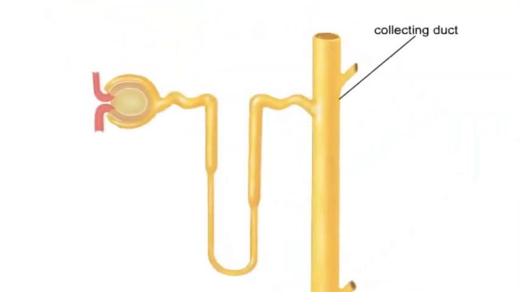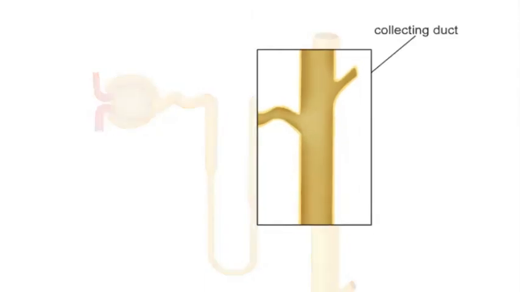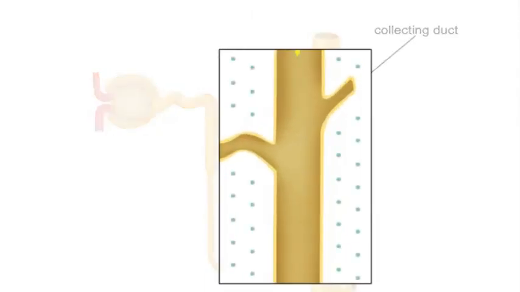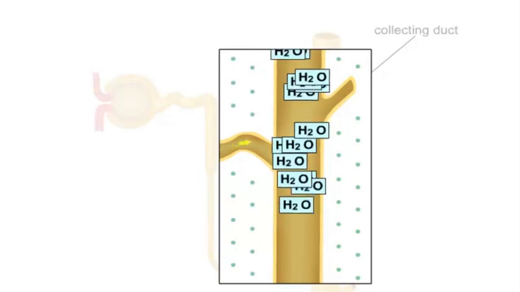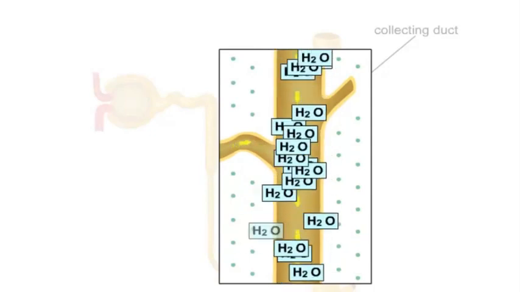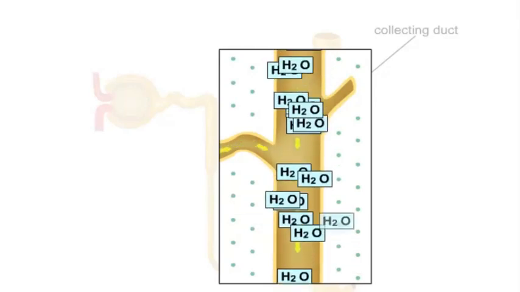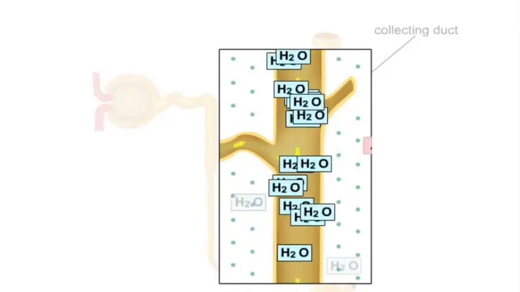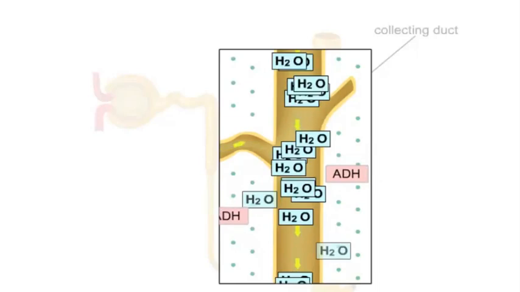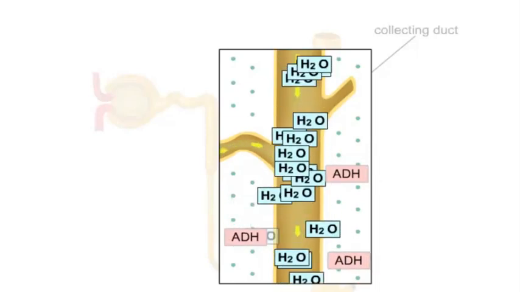When the filtrate reaches the collecting duct, most of the salt and water has already been removed. As it moves down the duct, the filtrate either becomes a concentrated urine by the removal of water or remains a dilute urine. This process is under the control of a hormone known as antidiuretic hormone, or ADH.